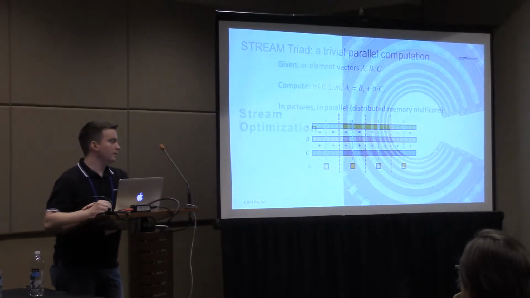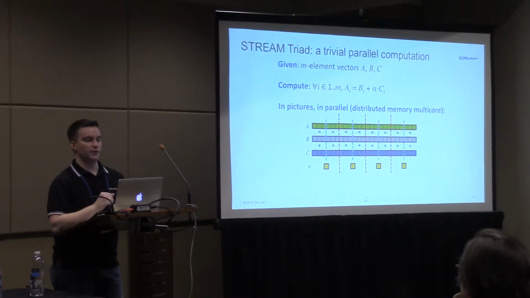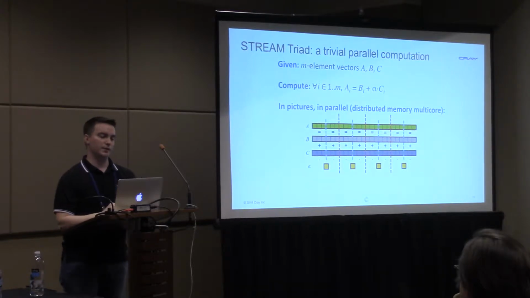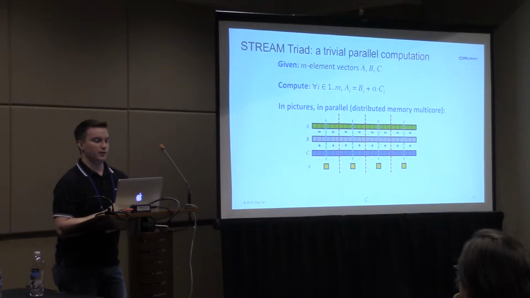So Stream, I think we've seen a couple times today, Stream is an embarrassingly or pleasingly parallel computation. You have 3 large arrays or vectors A, B, and C, and you're going to do the computation A equals B plus alpha times C, where alpha is just some constant. Pictorially, we're going to distribute these arrays across the nodes depicted with the dashed red line, and then within each node, we're going to use multiple cores to do the computation. So there's very little communication here, ideally basically none, and this is basically a memory bandwidth bound problem.